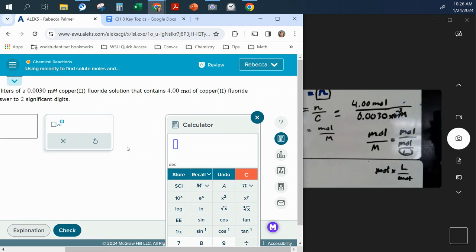All right, so let's type in this value. So 4 divided by 0.003 times 10 to the minus 3 milli. Okay, and then I got this number. Oh, that's a really big number. That seems very big.